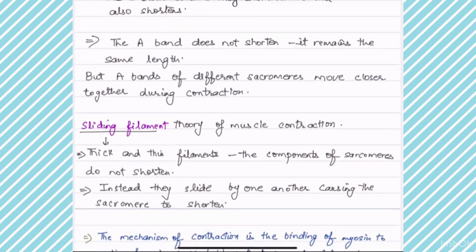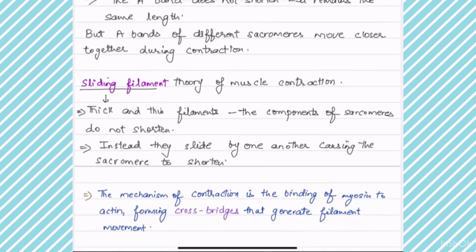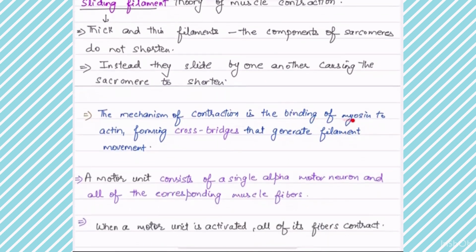Now, the sliding filament theory of muscle contraction. Thick and thin filaments, the components of the sarcomere, do not shorten. Instead, they slide by one another, causing the sarcomere to shorten. The mechanism of contraction is the binding of myosin to actin, forming cross bridges that generate filament movement.